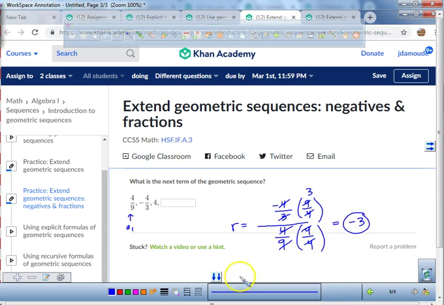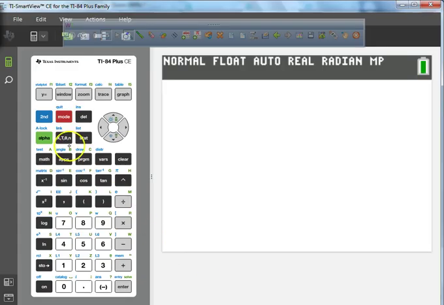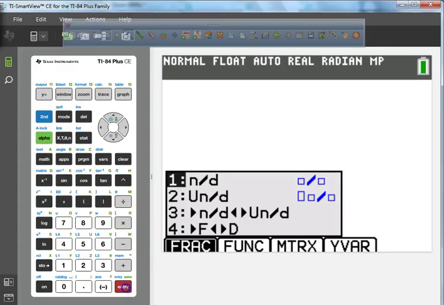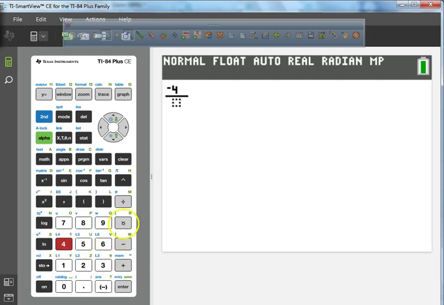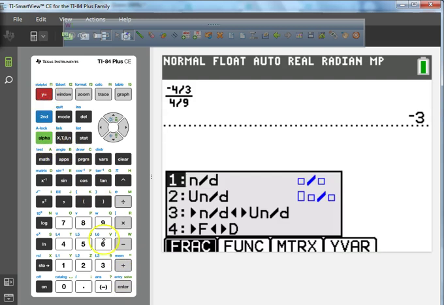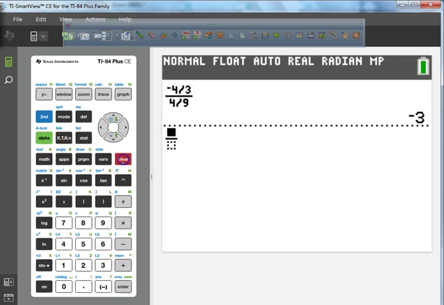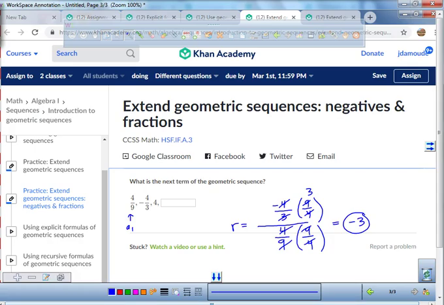Now, how would I do it in the calculator? Here's how I would do it. I go alpha y equals enter and do negative 4 divided by 3 divided by 4 divided by 9. There we go. So what's the trick? Alpha y equals enter. That helps you set it up. So what is our next term going to be in this case? If I take 4 times a negative 3, it's going to make it a negative 12. Now that's going to be my answer.